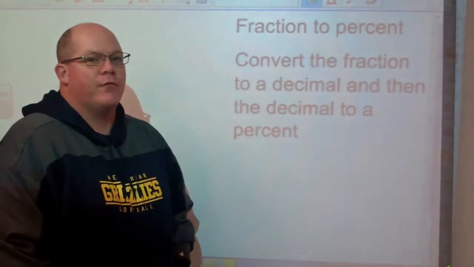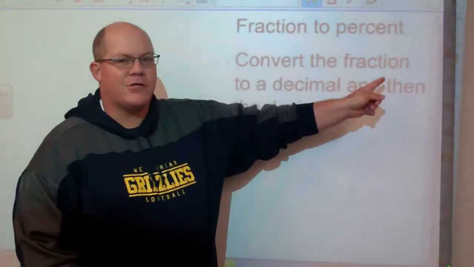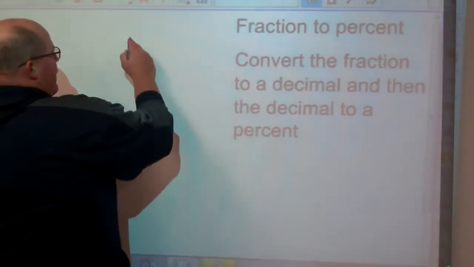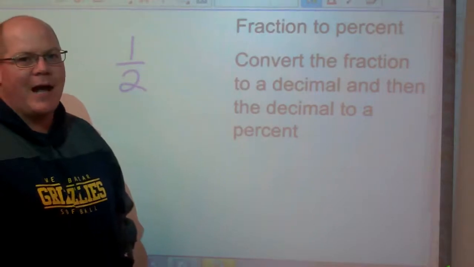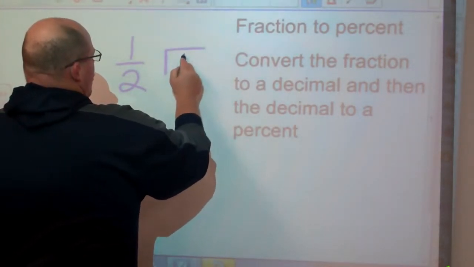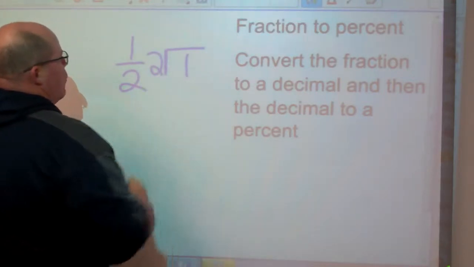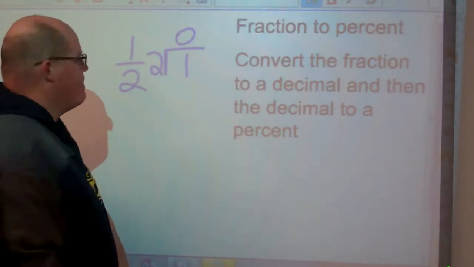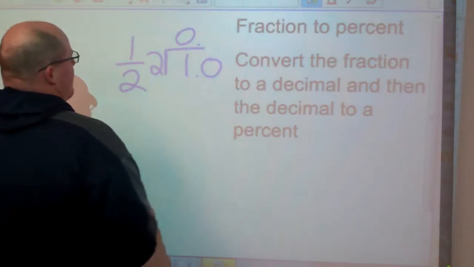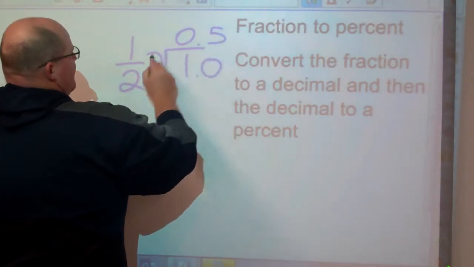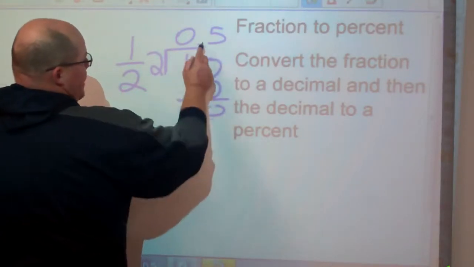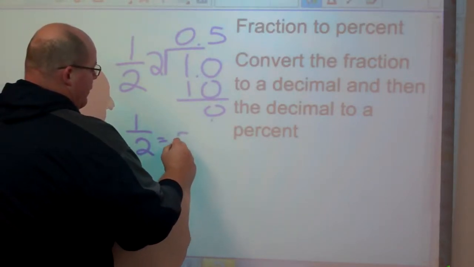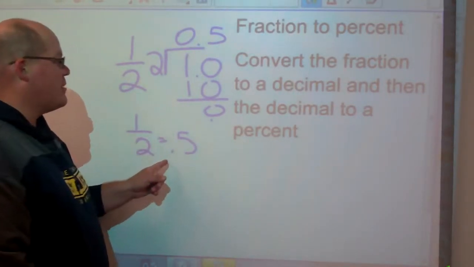Fraction to percent. So if we wanted to go from fraction to percent, we would first convert the fraction to a decimal, and then after that we would convert the decimal to a percent. So 1/2. I would use the cowboy method. The cowboy goes in the house, the horse goes outside the house. 2 goes into 1, 0 times. Decimal, decimal, add a 0. 2 goes into 10, 5 times. 5 times 2 is 10. No remainder, problem's done, right? So 1/2 equals 0.5.